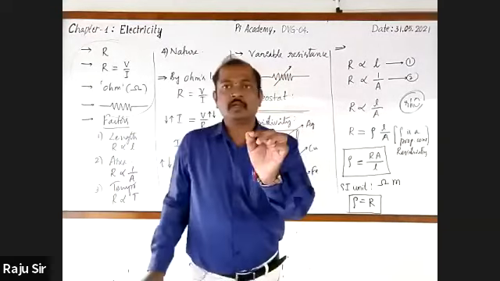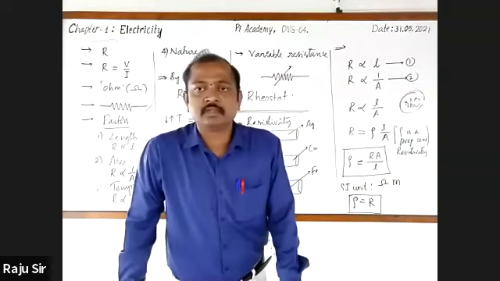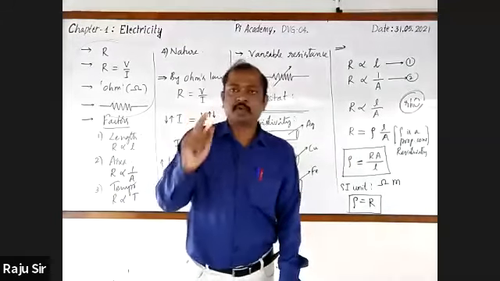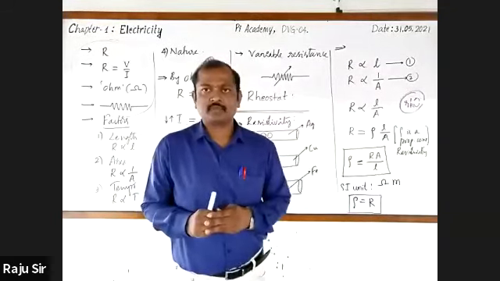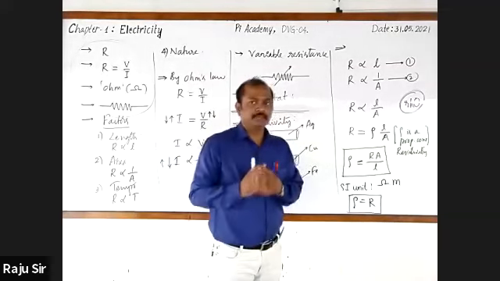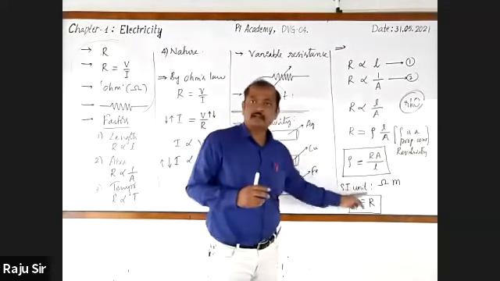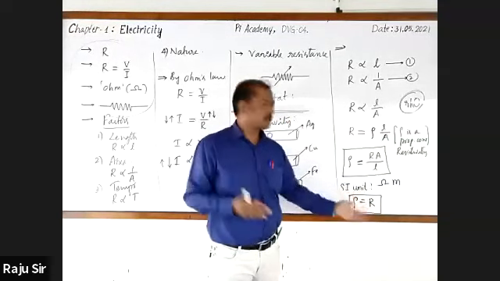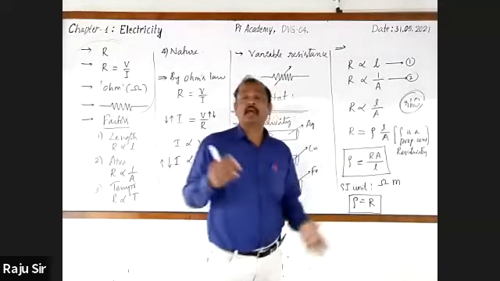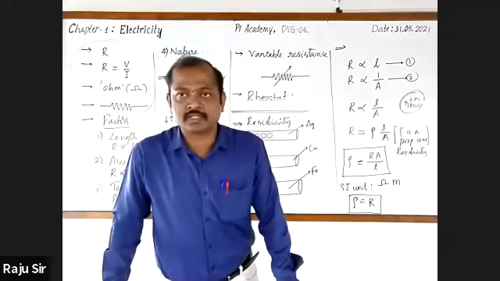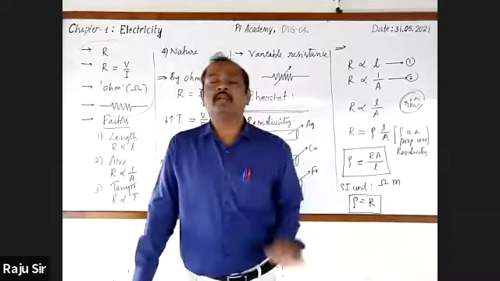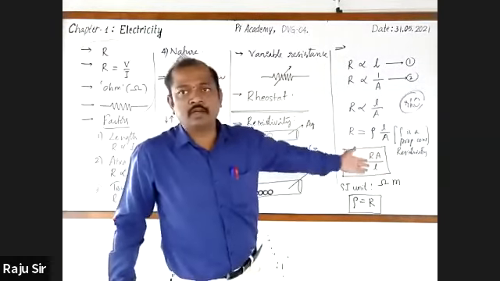So if the definition is asked, you have to write like this. Definition for resistivity: resistivity is defined as the resistance of a conductor of unit length and unit area of cross section. Resistance of a conductor of unit length and unit area of cross section is called resistivity.